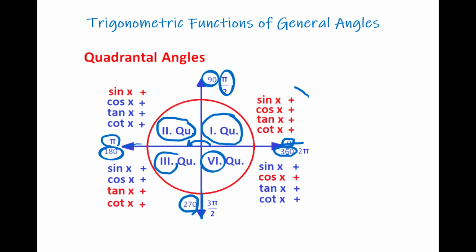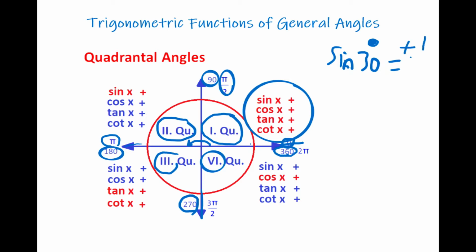In the first region, all trigonometric functions are positive. So for example, when we say sine 30, we know that 30 is between 0 and 90, right? So it's in the first region. Because this angle is in the first region, the result is going to be plus. It's going to be plus 1 divided by 2.